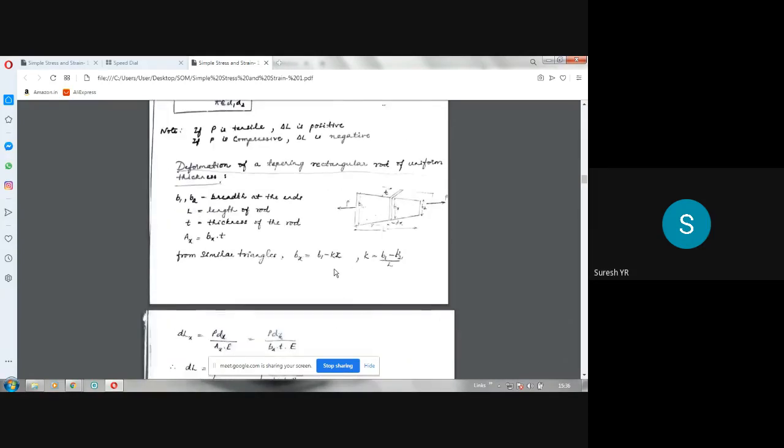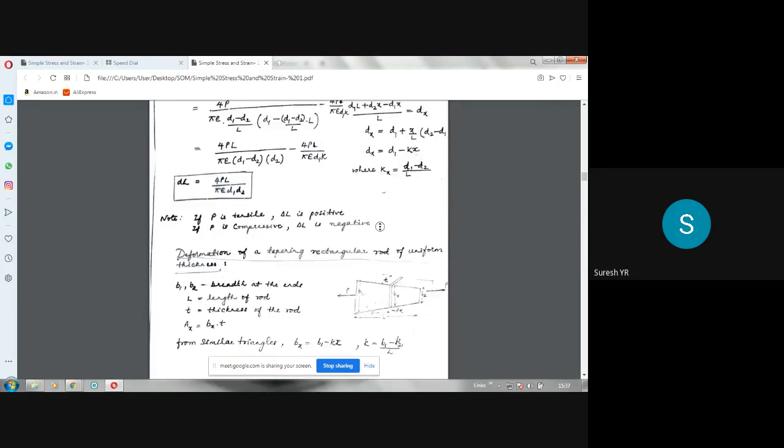Next, coming to another derivation. Here it is a rectangular rod. It is also tapering, but the cross section is rectangular here, not circular. In the case of a rectangular rod, instead of diameter, you will have a width and thickness. Here I have taken constant thickness. The thickness of the rod is the same, and the width of the rod is changing. So B1 is the width here, B2 is the width here, Bx is the width at some distance x.